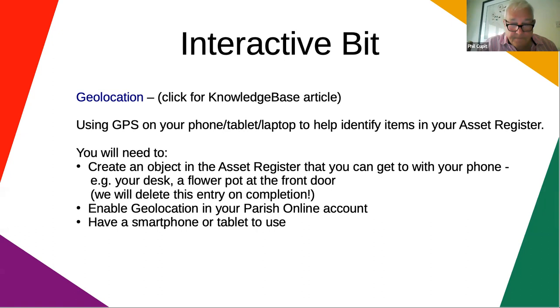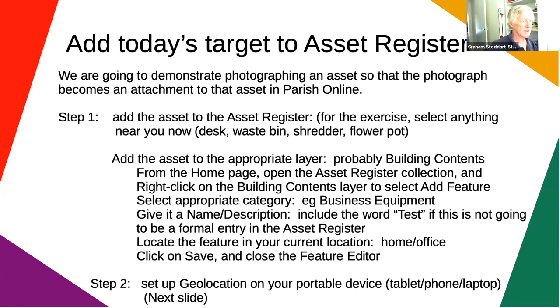Step one then is to add the asset to the asset register. So on your computer, you need to be in Parish Online in the asset register and add something in your room to it. You might want to call it a test if you're not at your official Parish Council desk or something. But anything in your room, it can be a chair, it can be the waste bin, anything you like. So probably the appropriate layer for it is going to be building contents.